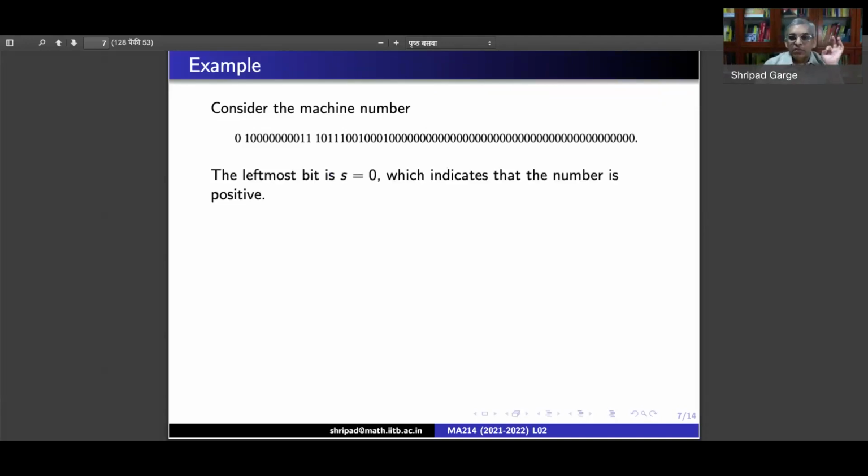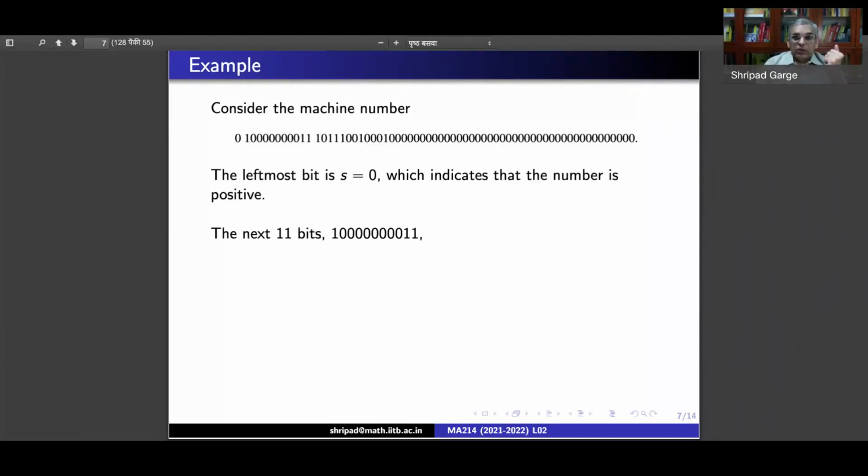The leftmost bit, which is S, is 0. Therefore, the number is positive. Okay, our number is a positive number. We now come to the characteristic. So the next 11 bits, remember once again, the first one is 1 and the last 2 are 1. All the in-between bits are 0.